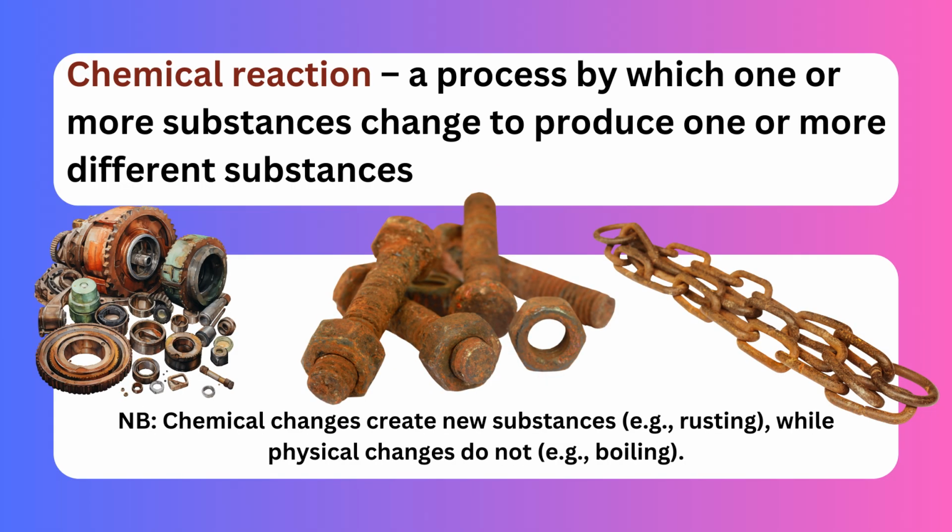Chemical reaction: a process by which one or more substances change to produce one or more different substances. Note to explain, chemical changes create new substances, for example, rusting, while physical changes do not, for example, boiling.